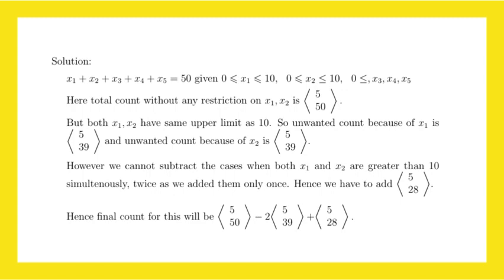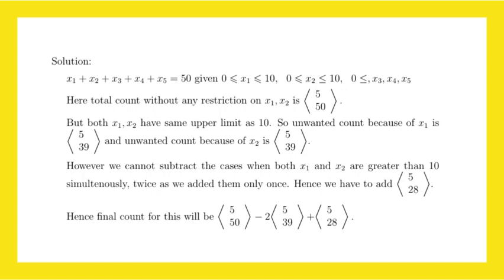That will be x1 plus 11 plus x2 plus 11 plus x3 plus x4 is equal to 50. So if you subtract those 22 from 50, you will get that 28, and hence include all 5 elbow 50, exclude because of x1 5 elbow 39, exclude because of x2 5 elbow 39, and include because of x1 and x2 both will be 5 elbow 28.